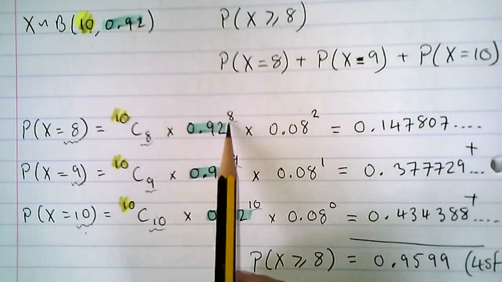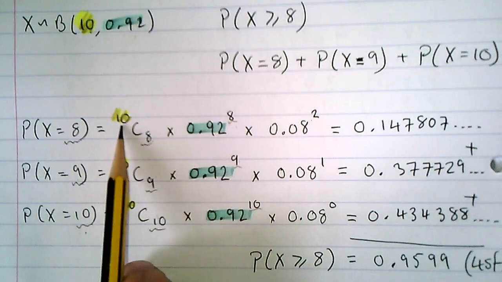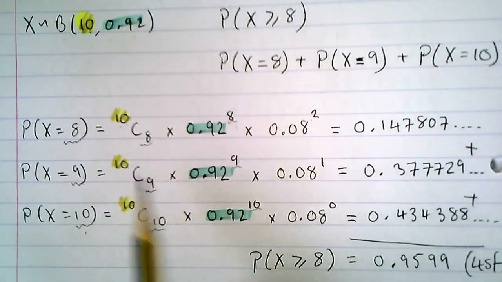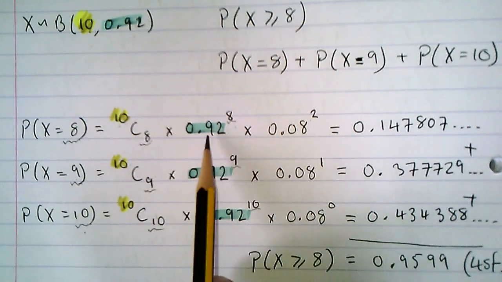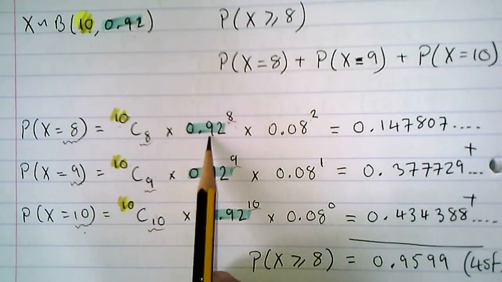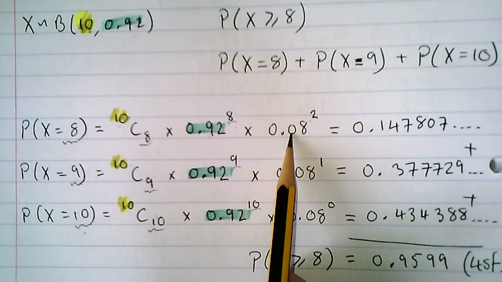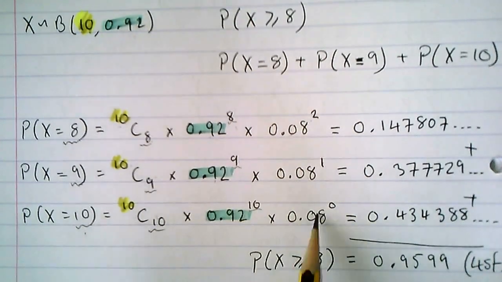Noticing here that these two numbers always add up to give me the total here. So 9 add 1 gives me 10, 10 add 0 gives me 10, and these two probabilities always add up to 1. So 0.92, probability of failure 0.08. So they add up to 1, they add up to 1, they add up to 1.